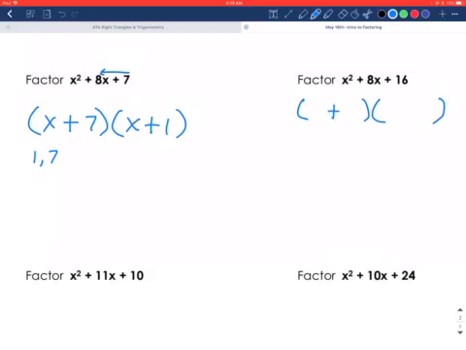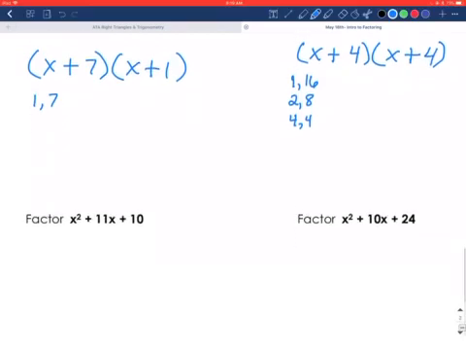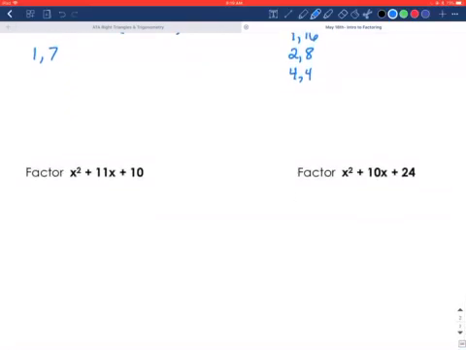2 sets of parentheses. Drop your first sign. Second sign tells you they are the same. Factors of 16 that will add to give you 8. 1 and 16, 2 and 8, 4 and 4. So obviously it is 4 and 4. Doesn't matter which one comes first because they are the same.